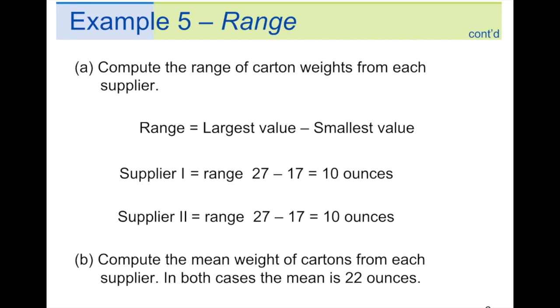So the range is the largest value minus the smallest value. For the first supplier, it's 27 minus 17, which is 10. For the second supplier, the range is 27 minus 17, which again is 10. So the range of both of these is 10 ounces. Compute the mean weight of cartons from each supplier. In both cases, the mean is 22 ounces.